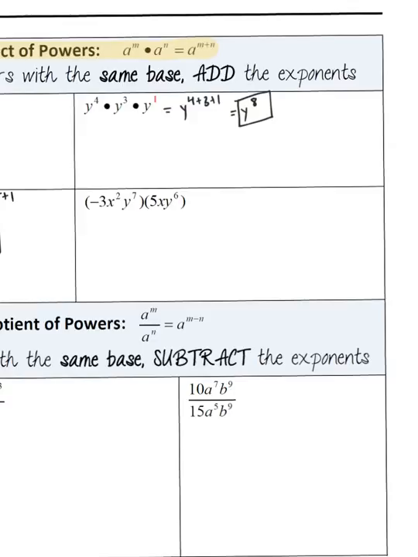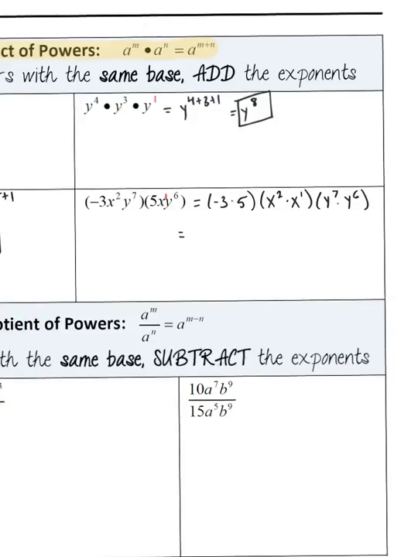Okay, our last one on this section, I'm going to break it up into different pieces. So I'm going to group the numbers or the coefficients together. So I've got -3 times 5. I'm going to group my x's together. So I have x squared times, this guy is really x to the 1st power. And then I've got y to the 7th times y to the 6th power.